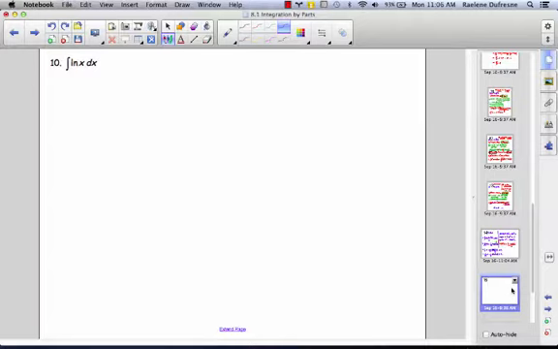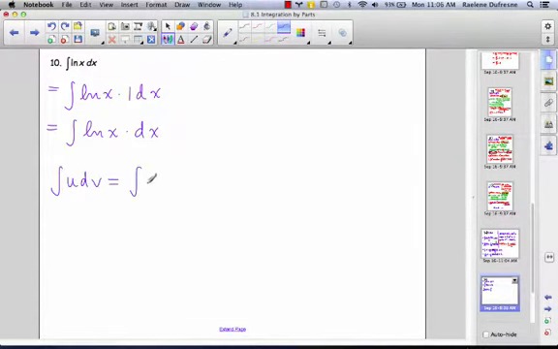When we see the integral in number 10 of ln x dx, it looks like it's not a product, but we can still imagine that this product is of ln x times 1 dx. So ln x times 1, or simply ln x times dx. When we set up our integration by parts rule, we know that the integral of u dv is equal to uv minus the integral of v du.